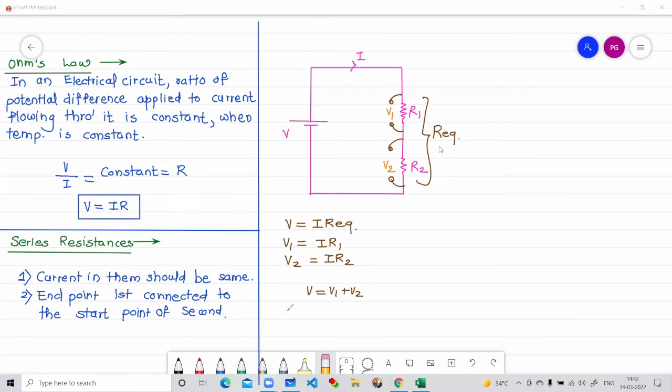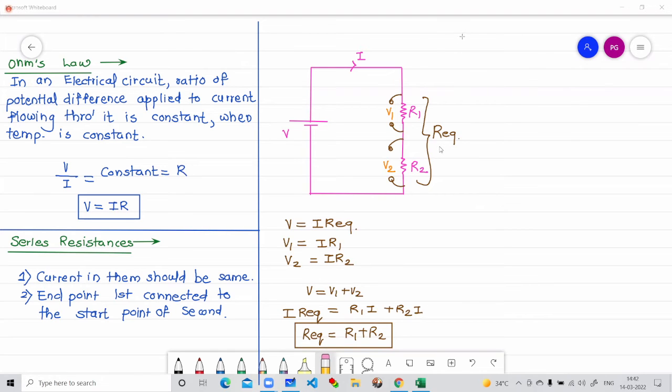So you can put it as R equivalent into I, R1 into I, and R2 into I. So I is common. You can write it as R equivalent is equal to R1 plus R2. So whenever resistances are in series, you are supposed to add their resistance values. That's it. Now, what does the voltage division rule mean?